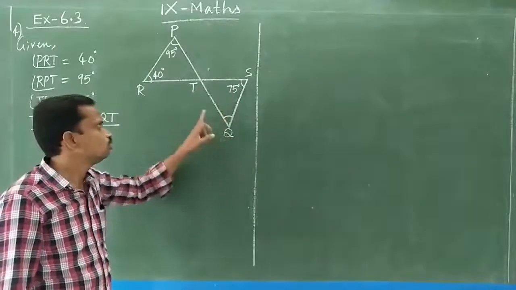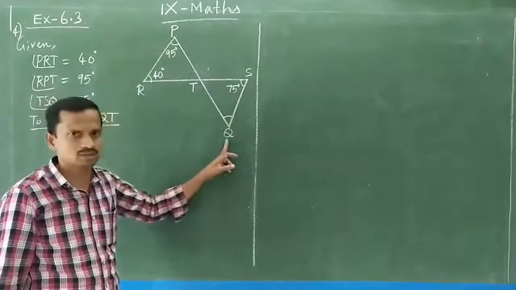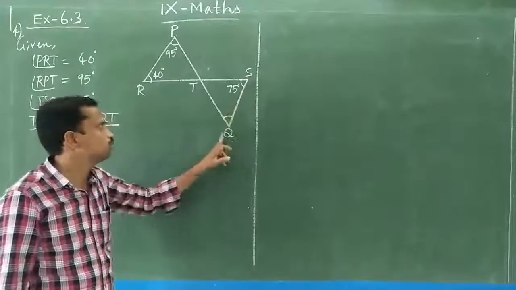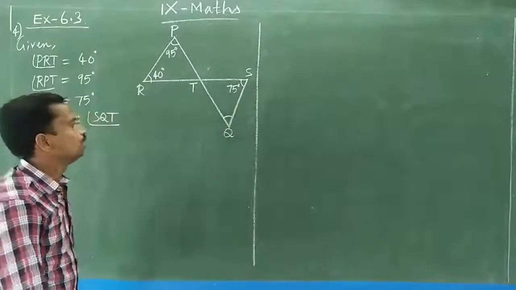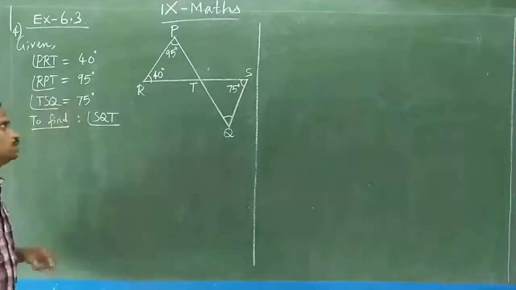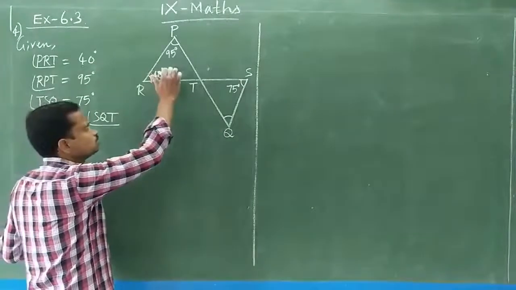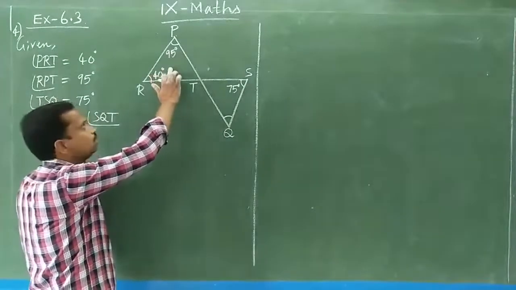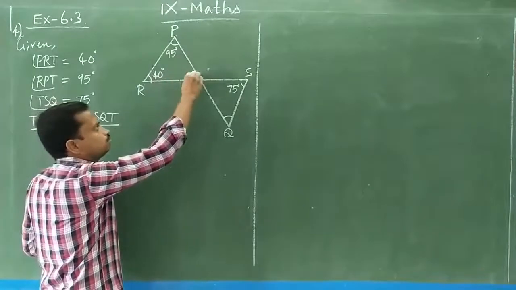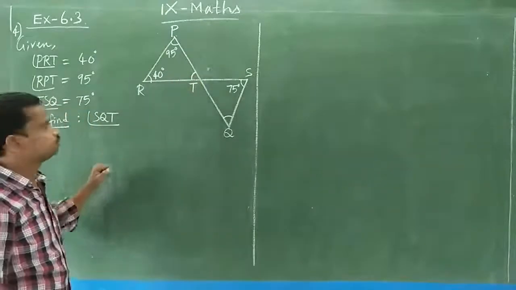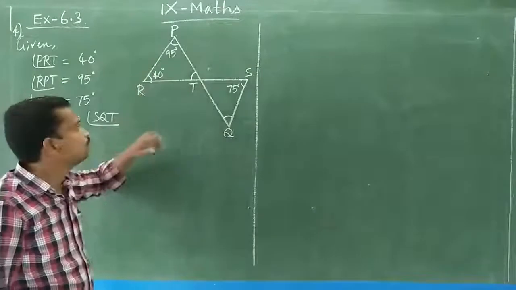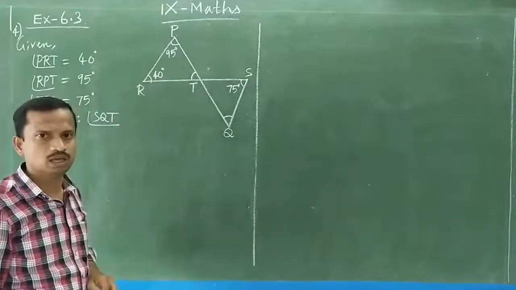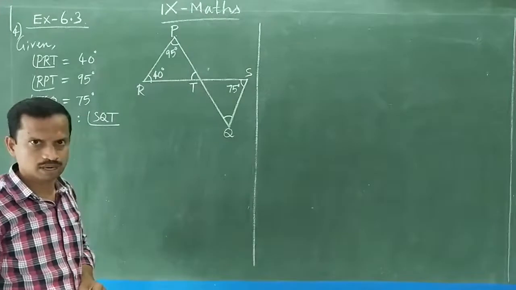Clear? SQT, the angle, but the direction we have to say SQT. Okay. And now what you do? You see, in this triangle, two angles we know already given. Third angle we can find by using angle sum property. Am I right?